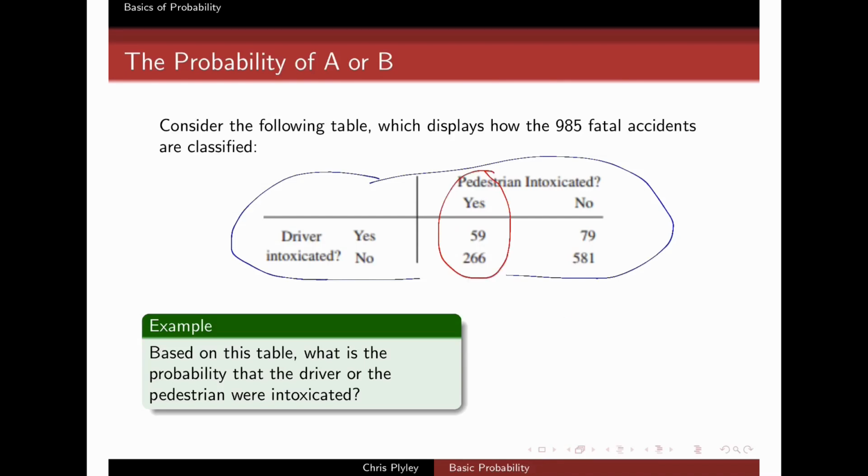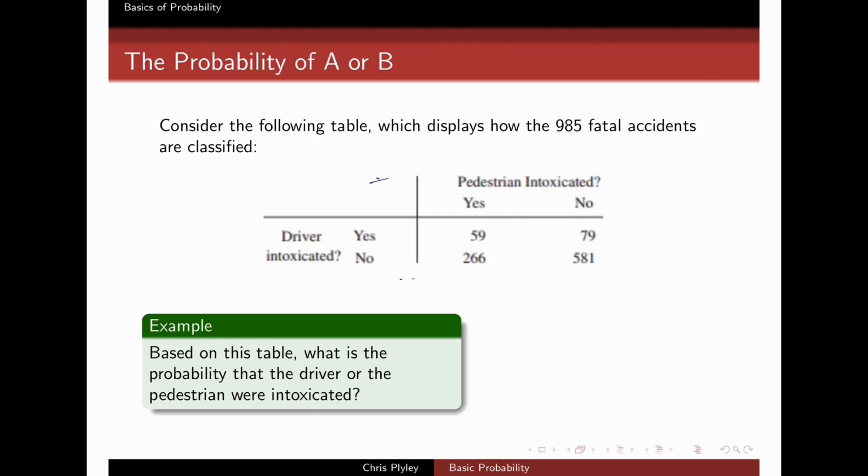But look, 59 times they were both intoxicated. So if I gave you only this table, and I said, well, here's a listing of 985 accidents, I want you to count up the number of times that either the driver or pedestrian was intoxicated. How would you do that based on only this table?